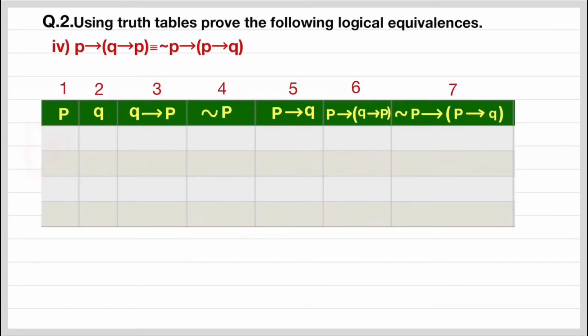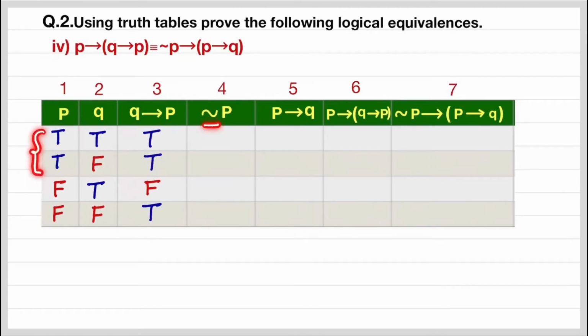We will start with P. For P, the first 2 values are true and the last 2 values are false. For Q, we take 1 true and 1 false and repeat it once again. Next is Q implies P. Here Q is the first statement and P is the second statement. When the first statement is true and the second is false, the implication is false, otherwise it is true. This condition is satisfied at the third entry. The third entry is false and all other entries are true.